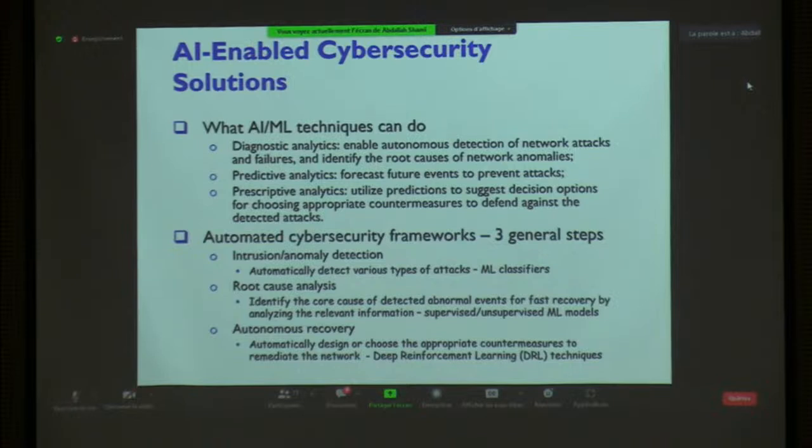And right now, what we are working on is an automated security framework. When I say AutoML, in this case, it is how we can automate the various steps in training and deploying machine learning models. For example, the way we are doing it is how we can do intrusion and anomaly detection, where we can automatically detect the various types of attacks. Then we need to perform some kind of root cause analysis, and then autonomous recovery.